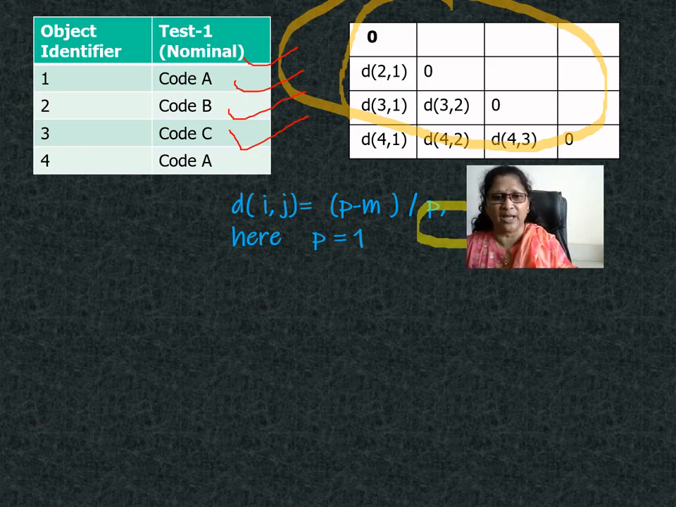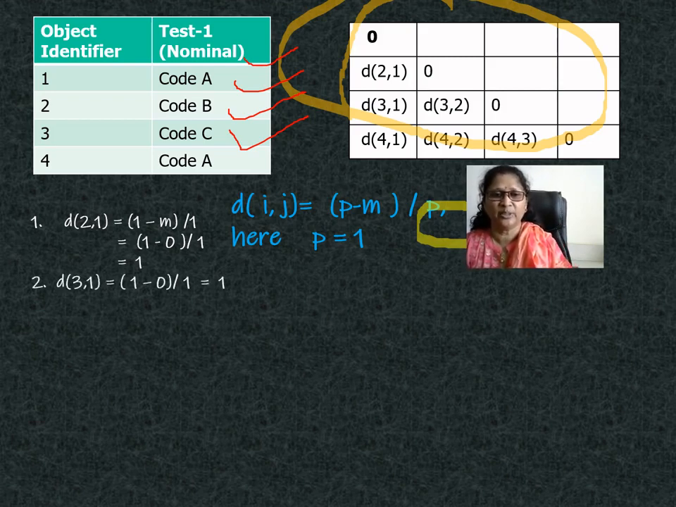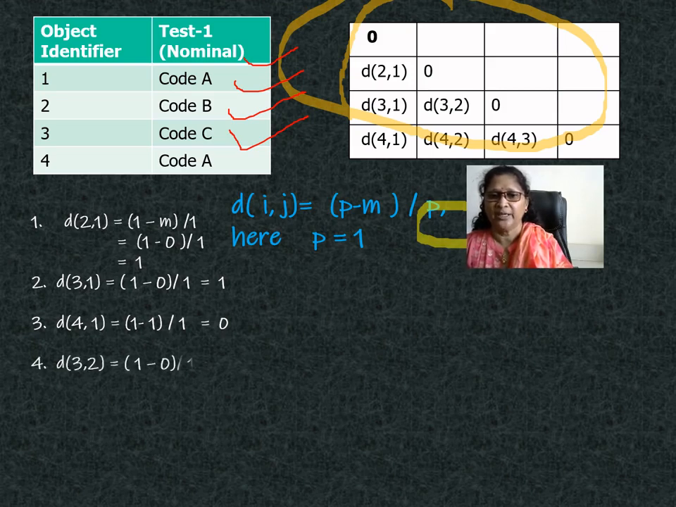Now how do we compute these values? If you look at objects 1 and 2, the number of matches is 0. So with our formula, 1 minus 0 divided by 1 results in 1. Similarly, we compute the distance between 1 and 3, which comes out to be 1 because they are totally dissimilar. The distance between objects 1 and 4 comes out to be 0 because the number of matches is 1. With respect to code A, as both are working on code A, there is one match, so 1 minus 1 divided by 1 is 0.